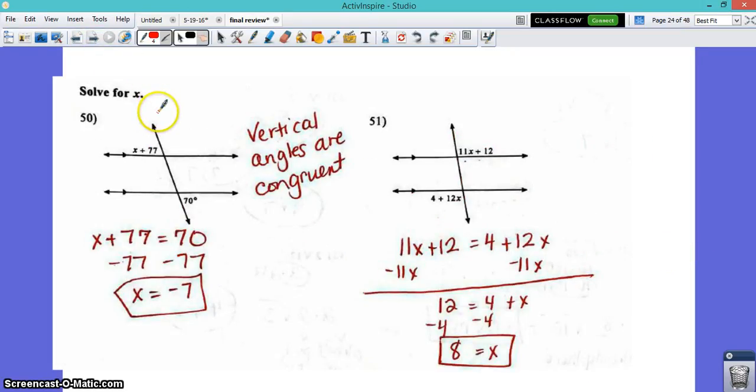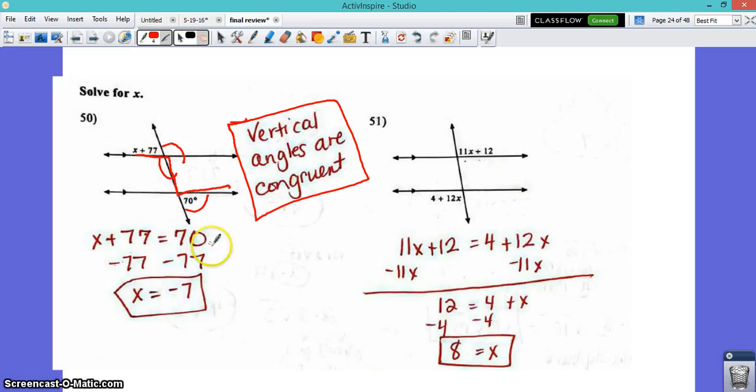All right, solving for x. Vertical angles are congruent. Remember we did this little z method where we said, hey, these are equivalent, and then these are also equivalent. So vertical angles are congruent or equal to each other. So you're going to set them up equal to each other. x plus 77 equals 70. Subtract 77. x is -7. Same thing here. These two are the same.